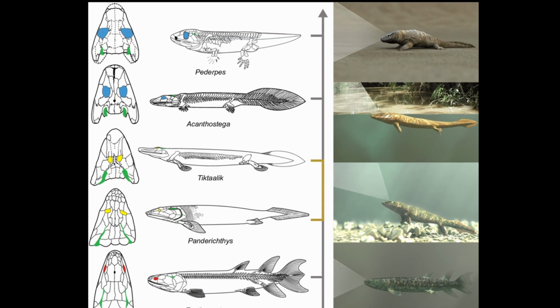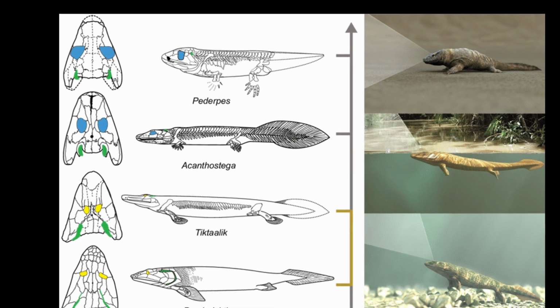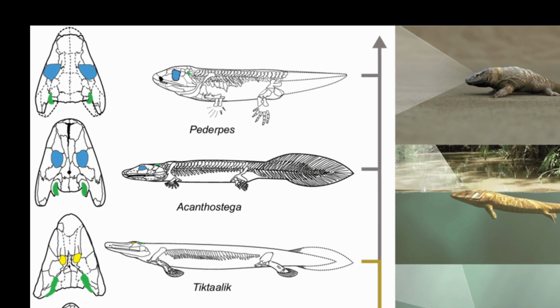Pederpes was also reliant on water, specifically for reproduction and hunting, and we know this because of certain sensory organs that it possessed that detected changes in water pressure. However, the species was certainly a massive step forward for terrestrial vertebrates, as it could propel itself on land without dragging its torso.